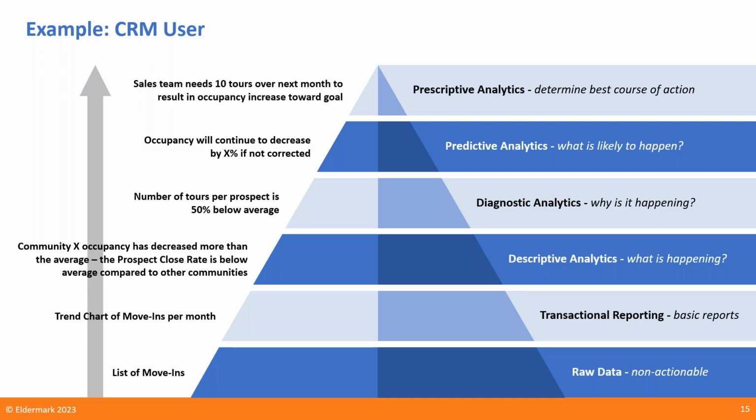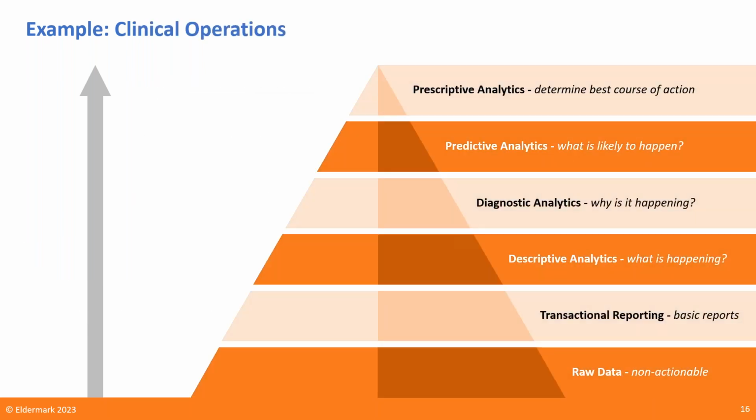And then finally, prescriptively, the data can help us with understanding that to overcome this trend, that is not a good trend, your sales team needs at least 10 tours over the next month to result in occupancy increase towards our goal. So identifying those patterns, making sense of those, and delivering helpful insights as to what is the next best thing to do. And then a quick look at a clinical operations example.